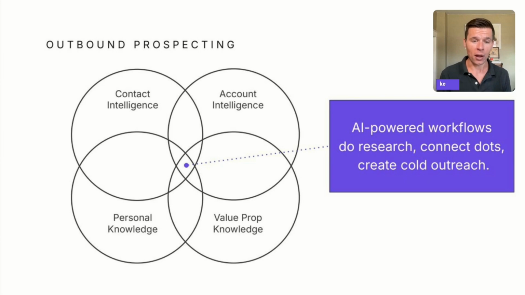And to do it well, it has to be at the intersection of all of these different areas. You have to really know the accounts that you're reaching out to, really understand the people inside of those accounts at a persona level and at a personal level to the extent you can. And of course, you have to really understand your value props and how you can connect the dots between all four of these independent things. When you can do this well, this is what unlocks high context, high resonance messaging.